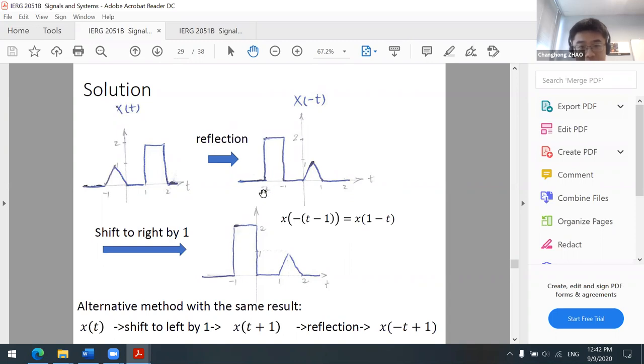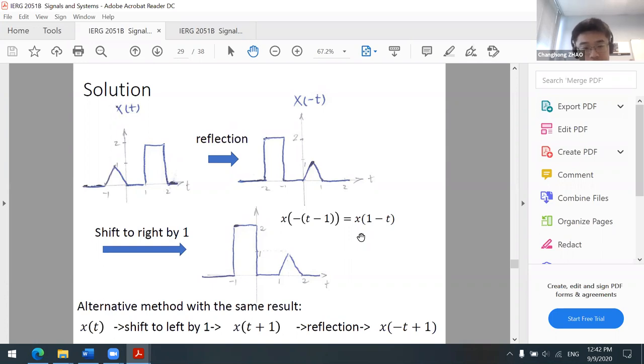We can see the shift, right? From minus two to minus one, now is from minus one to zero. And the triangle from zero to one, the new triangle is from one to two, shifted to the right. We get x of one minus t.